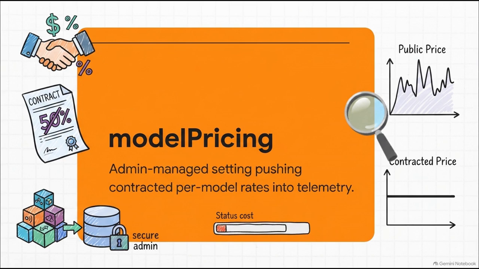Building on that whole theme of cost accuracy, we have the model pricing setting. Before this, /cost estimates were based on public list prices, which isn't very helpful if your organization negotiated a sweet discount, right? Now, your IT or admin team can push contracted per-model rates and discount multipliers straight into Cloud Code telemetry. So your status line, your telemetry, and your /cost commands will finally reflect what your organization actually pays.